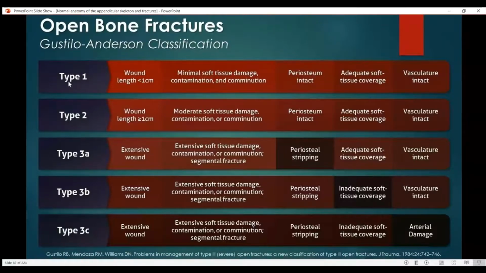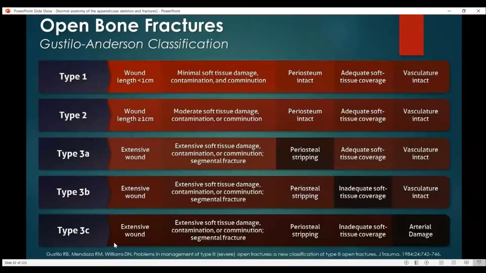In type 1, the wound length is less than 1 centimeter. In type 2, it is greater than 1 centimeter. In type 3A, the wound is extensive, but less than 10 centimeters. In type 3B, it is an extensive wound, greater than 10 centimeters. Here, there is one special thing which you should always concentrate on in your whole medicine: type 3C. That is what you have to take home from here.